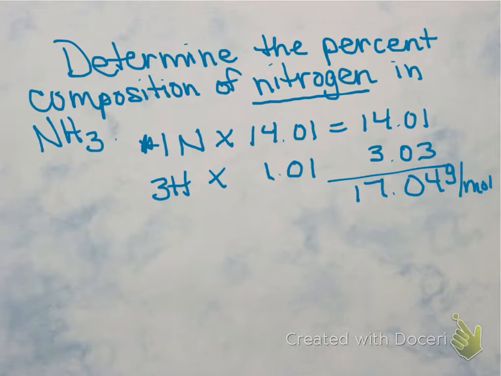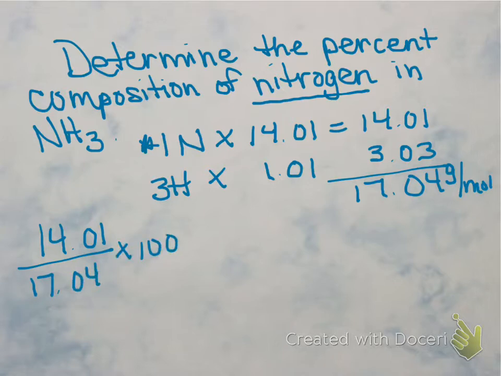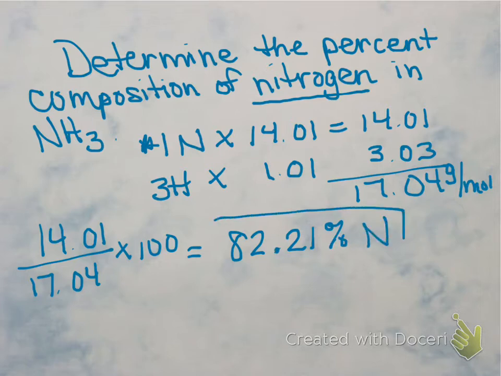Now it only asks me to figure out nitrogen, so I'm just going to look here at my nitrogen. Nitrogen is 14.01 divided by total 17.04 times 100. If I do that math, I come up with 82.21% of that compound is nitrogen.